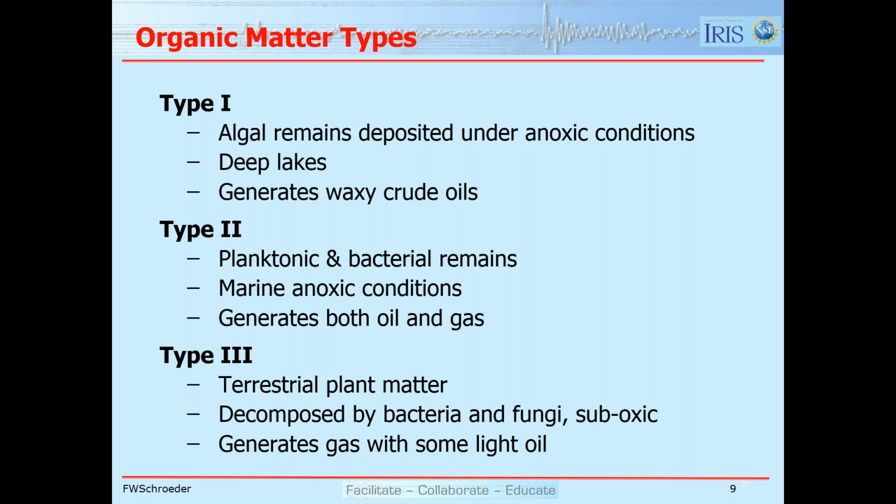And then type 3 is terrestrial or land-based plant matter. It is decomposed by bacteria and fungi. Again, if it is suboxic conditions, that improves the chance that it will be preserved. And type 3 organic material tends to generate gas with a little bit of light oil.